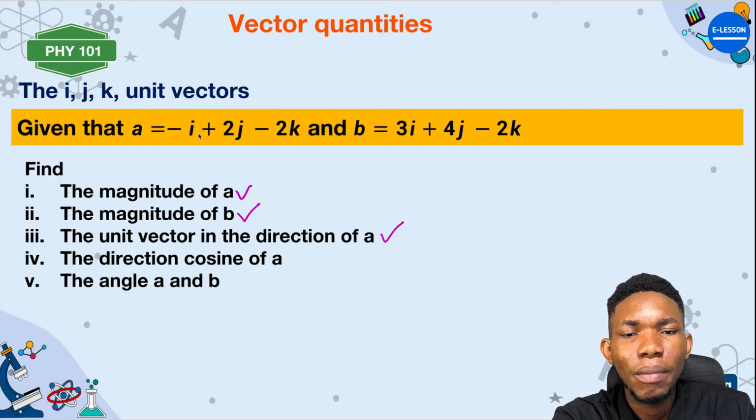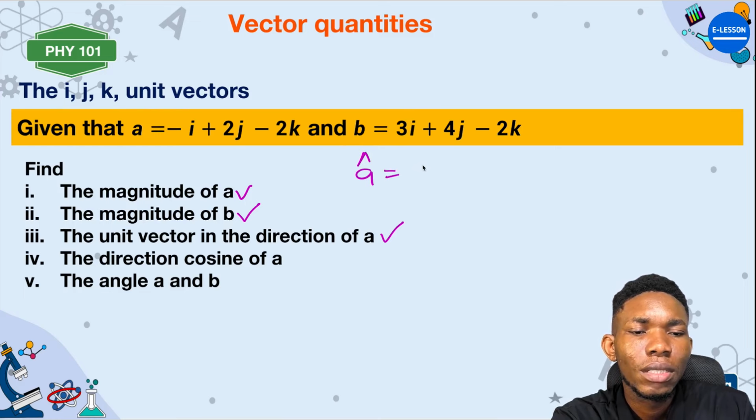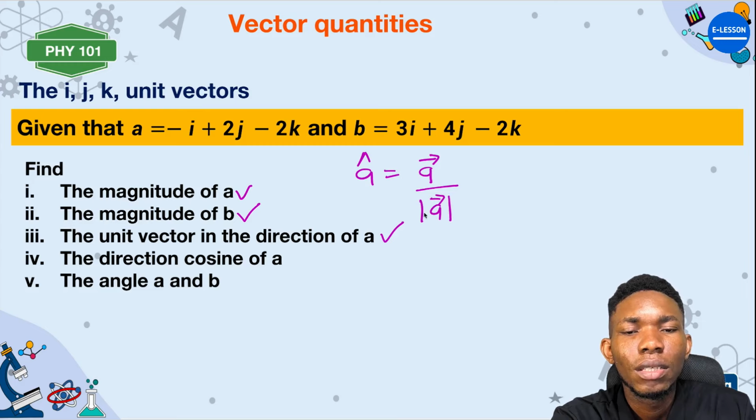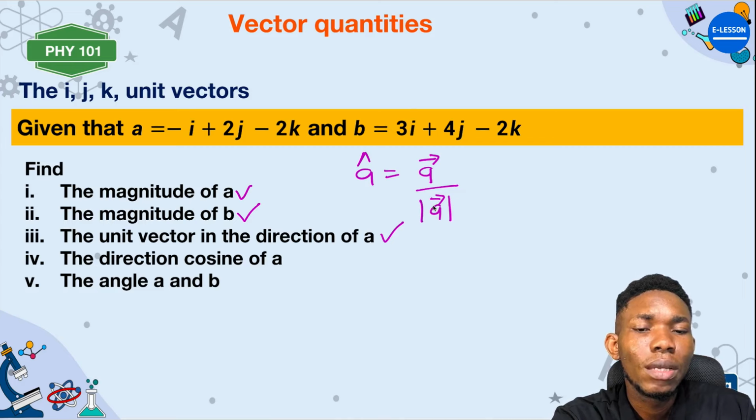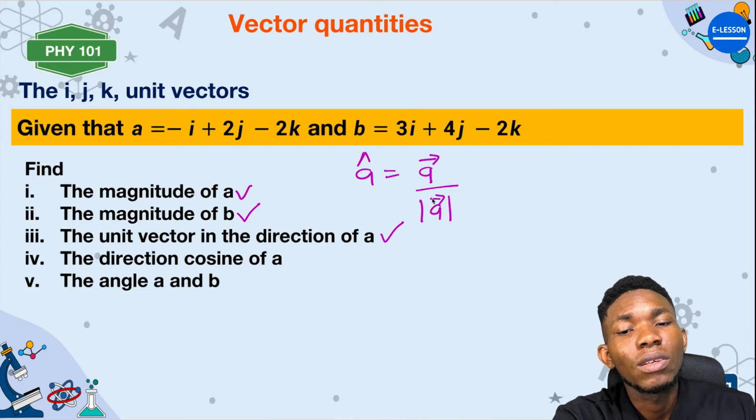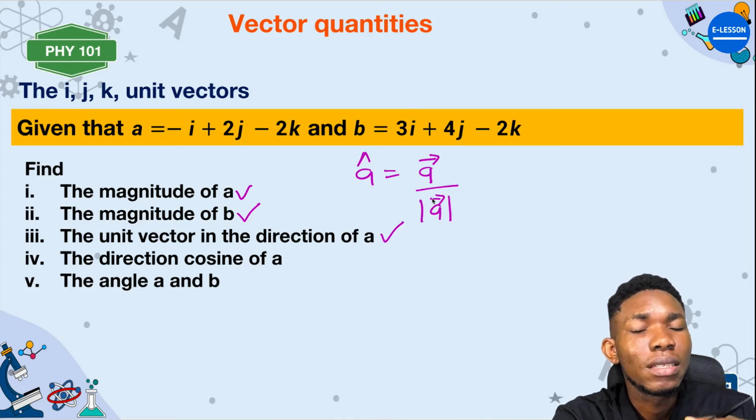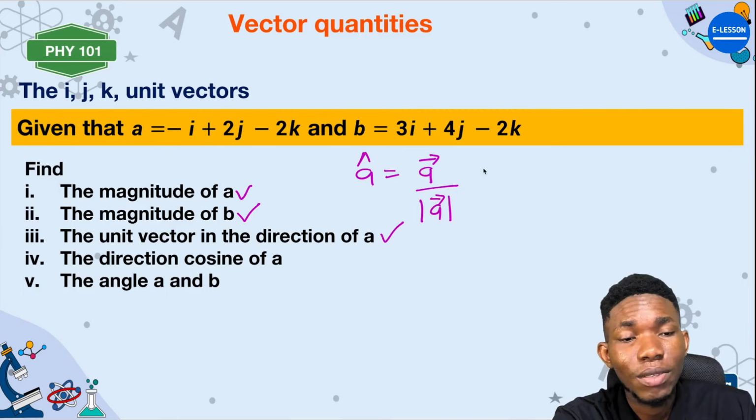After getting the magnitude of A, the unit vector in the direction of A, I told you that is going to be what? It's going to be the vector A divided by what? Magnitude of A. So after getting the magnitude of A, let us say the magnitude of A you got is, I'm just assuming, 7. That is not the answer. I'm just showing you how you should go about it.